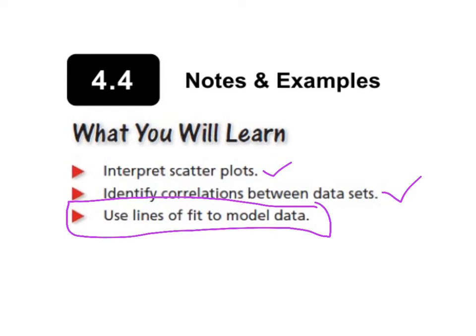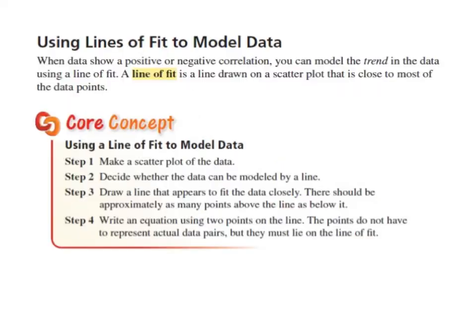So if we take a look at example 3. So if we take a look at using lines of fit to model data, it says when data show a positive or negative correlation, you can use a trend in the data using a line of fit. A line of fit is a line drawn on a scatter plot that is close to most of the data points. Right? So our steps for using a line of fit is to first make a scatter plot.